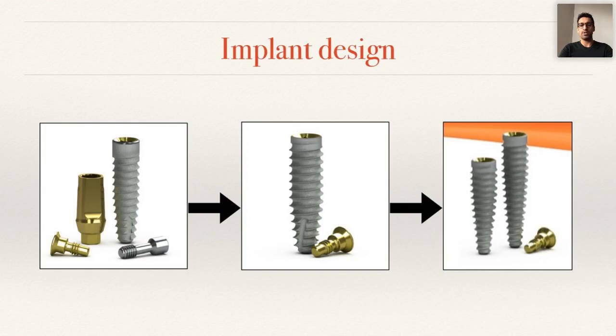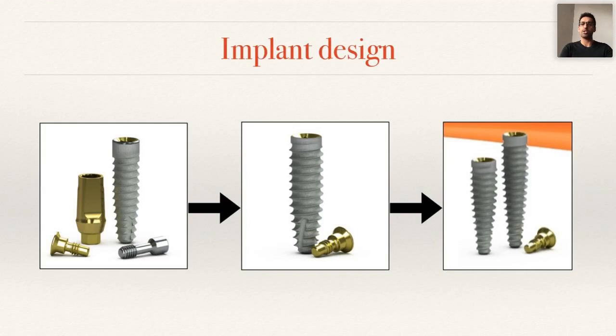So the 3.8 from BioHorizons internal tapered implant can come with a carrier. It can also come without a carrier, but I will always insist on placing these implants with a carrier on, but I'll go into more about that. The image on the left is a 3.8 by 15 BioHorizons internal taper. Then we've moved across in the last 18 months. BioHorizons have released a Tapered Pro implant. So this is the image in the middle.